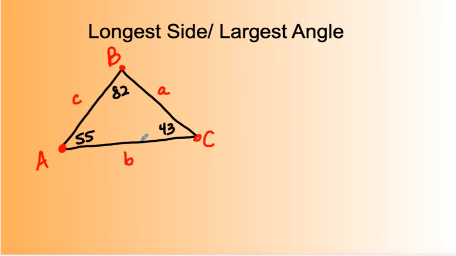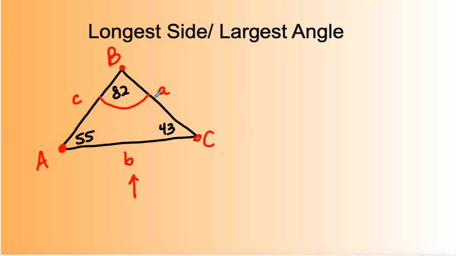All right, well, we're going to talk about this and investigate this in class, but the longest side of the triangle has to be across from the largest angle. So in this case, this 82 is the largest angle. So I know that b is the longest side of the triangle.